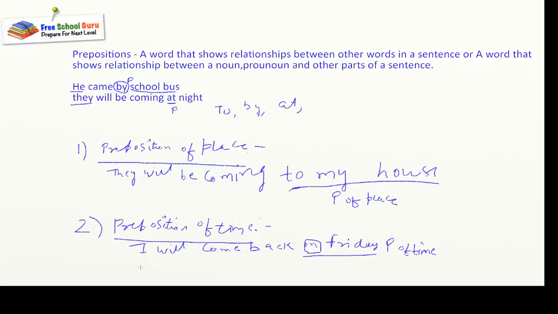So I'm sure this was helpful. Let's do a quick recap. A preposition is a word that shows the relationship between a noun or a pronoun and the other parts of a sentence. And there are essentially two types of prepositions. One is a preposition of place, the other is a preposition of time. I hope that was clear.